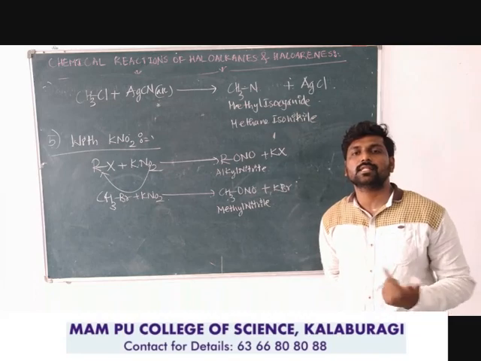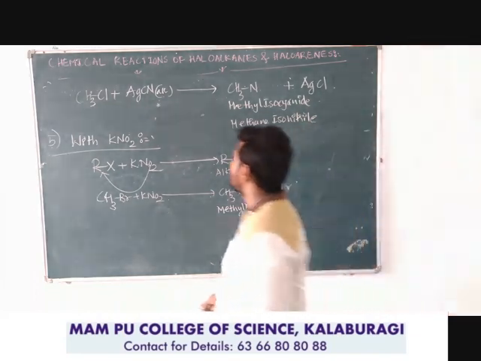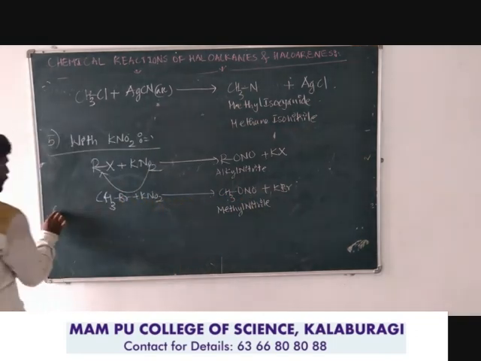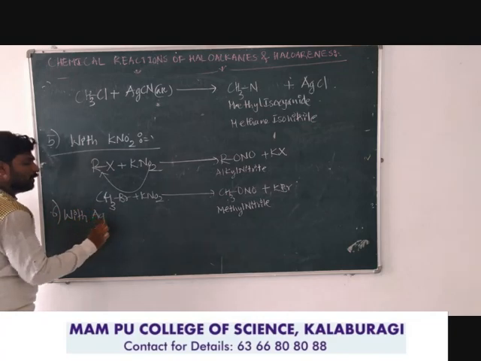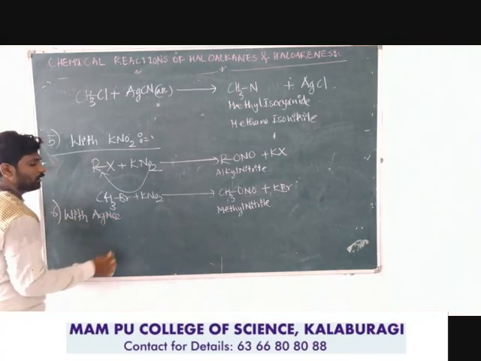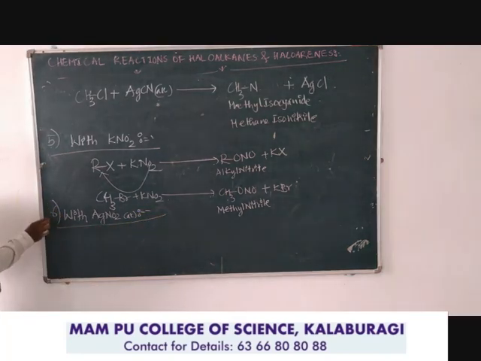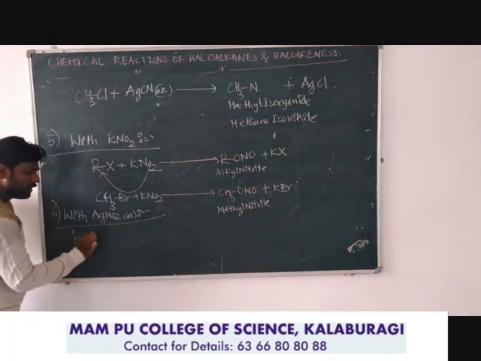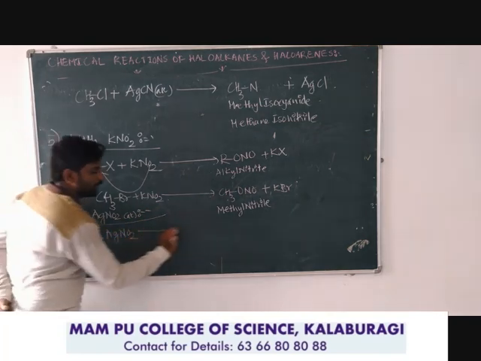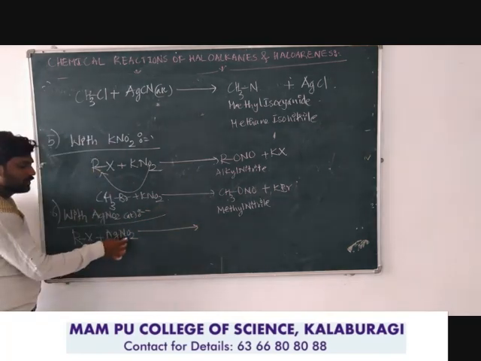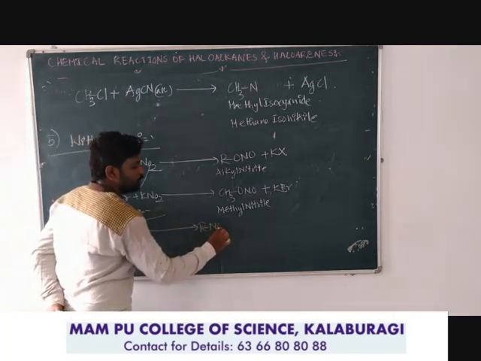Nitrite means the linkage is taking place through the oxygen atom. Nitro means the linkage is taking place through the nitrogen atom, when the reaction is taking place with the silver nitrite. See here, alcoholic silver nitrite. The sixth reagent is when the alkyl halide is heated with the silver nitrite, the attack is taking place through the nitrogen atom to the alkyl part, and we are getting RNO2.